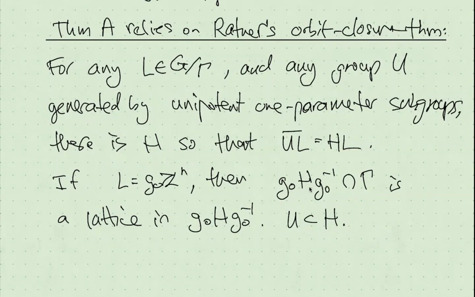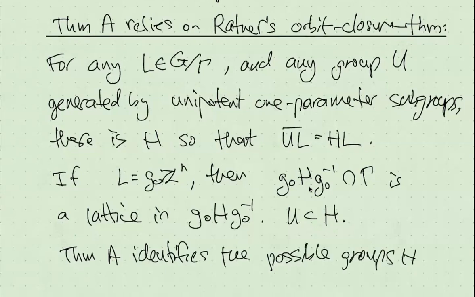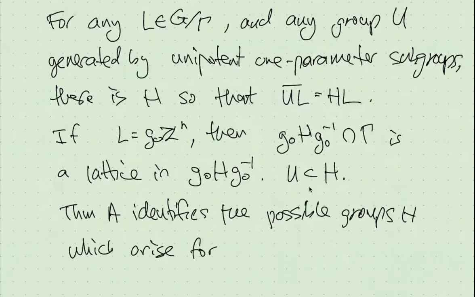So this is Ratner's theorem, and we're using Ratner's theorem as a black box. The work here is to identify, so theorem A identifies possible groups H, which arise for L, for which AL is compact. That's the logic of the proof.